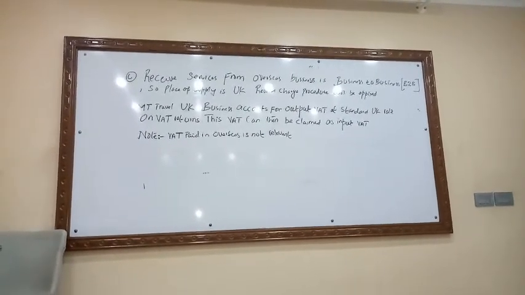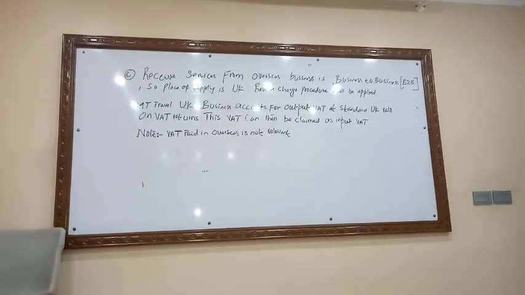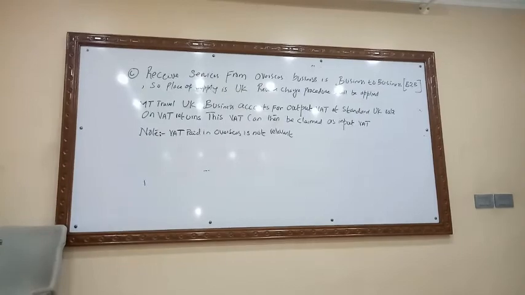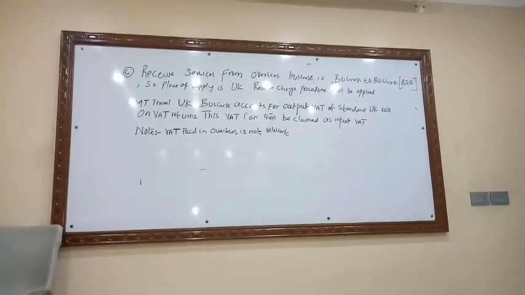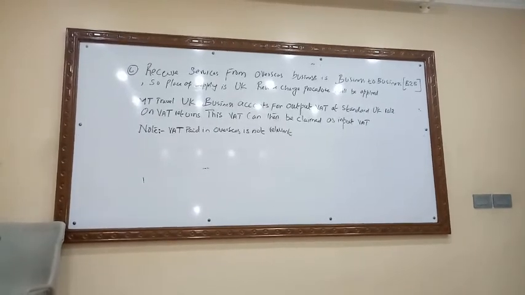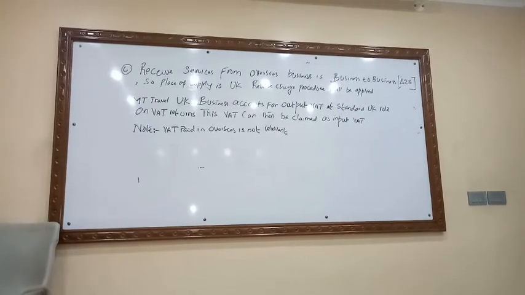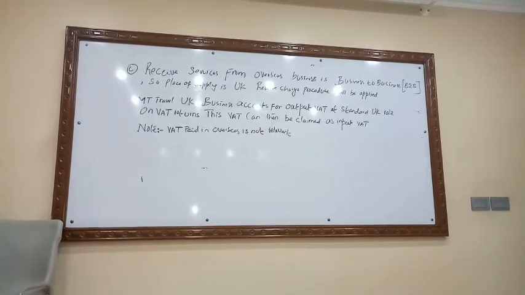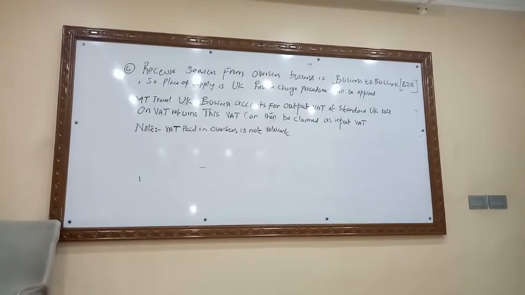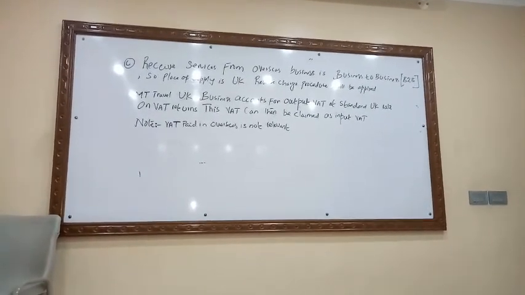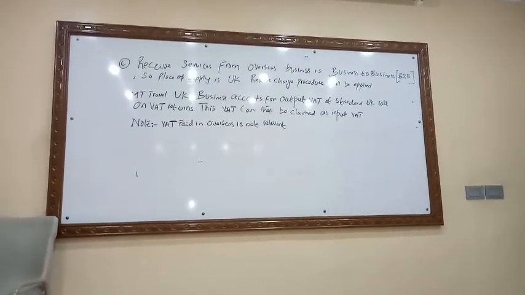That's the answer for question 4, part C. Receiving services from an overseas business is B2B, business to business. So the place of supply is UK. A reverse charge will be applied. MT Travel, a UK business, accounts for output VAT at the standard UK rate on its VAT return. This VAT can be claimed as input VAT. Overseas VAT is not relevant. And this is all about question 4 of the last attempt.